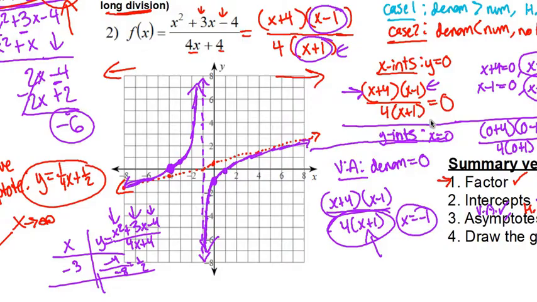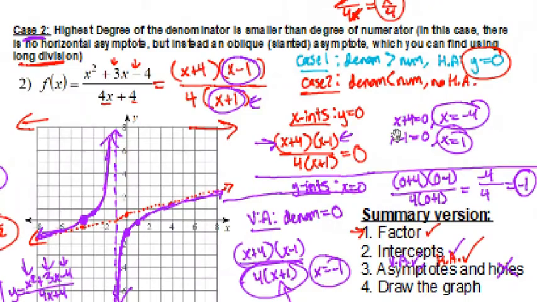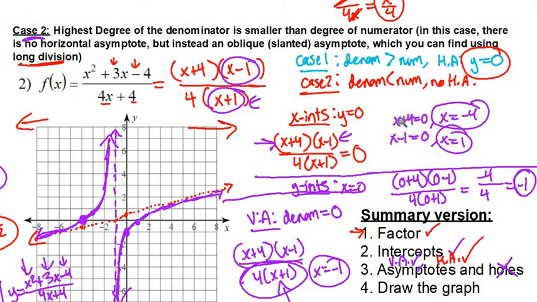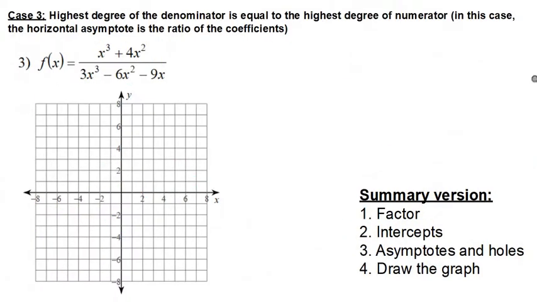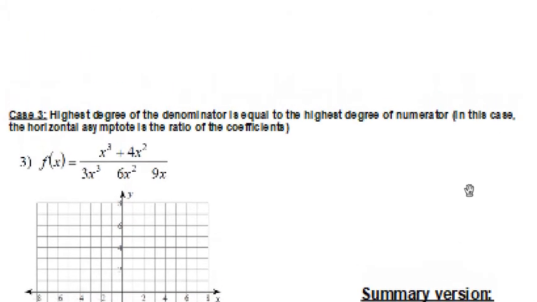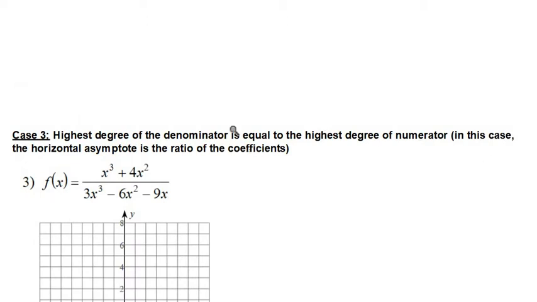All right, let's do one more. So we've talked about case 1: the denominator has a bigger degree. Case 2: the denominator has a smaller degree. That leaves us with case 3, when the degrees are equal. And what happens in this case is there will be a horizontal asymptote. It's going to be the ratio of the leading coefficients. So here's what that means.